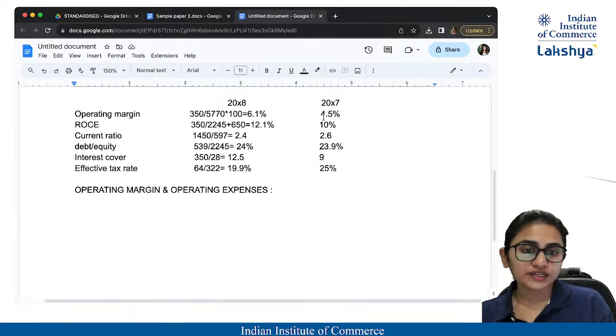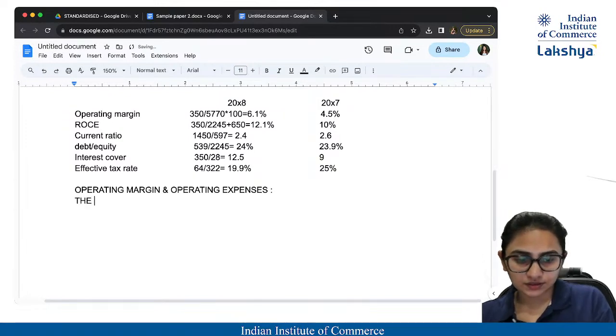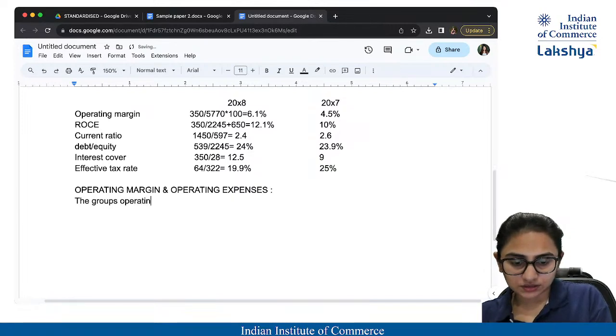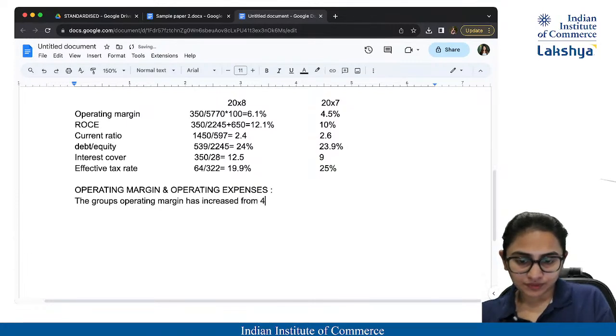Now the group's operating margin has increased from 4.5% to 6.1%.